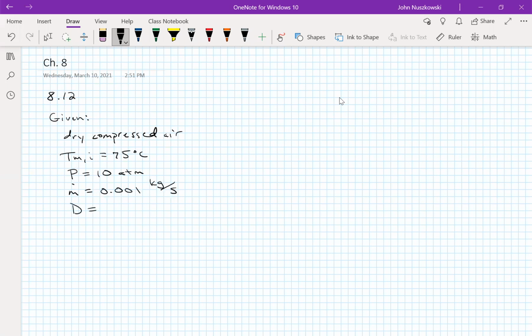The diameter is 30 millimeters, which is 0.03 meters. The length is 5 meters. Surface temperature is 25 degrees Celsius, and the H convection coefficient for fully developed flow is 3.58.